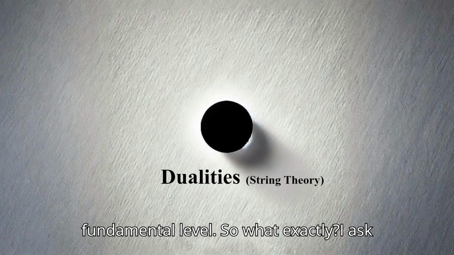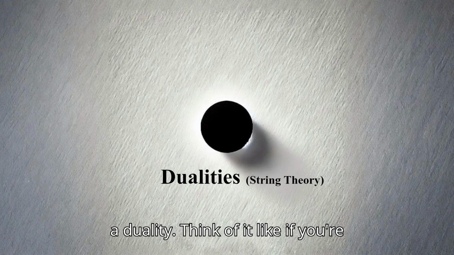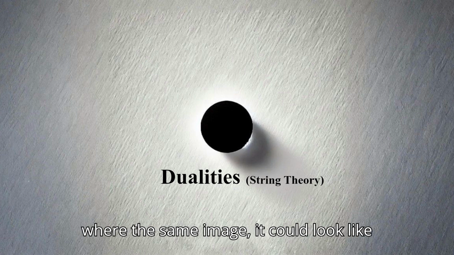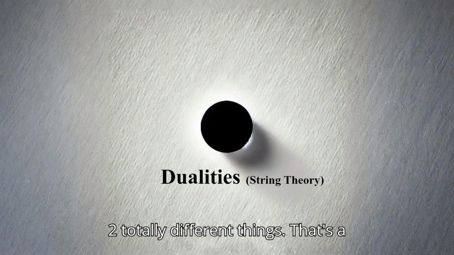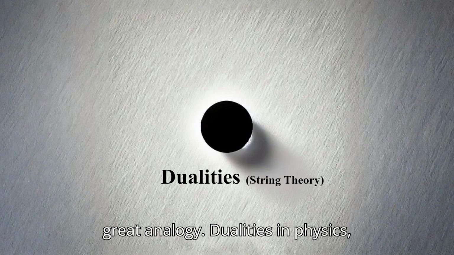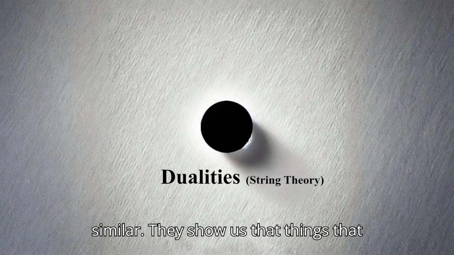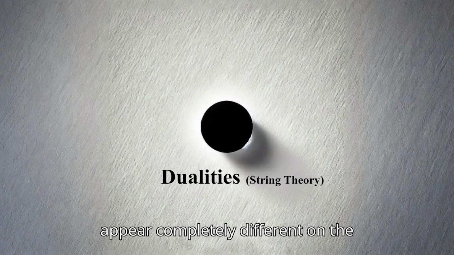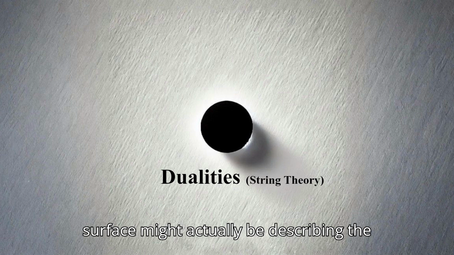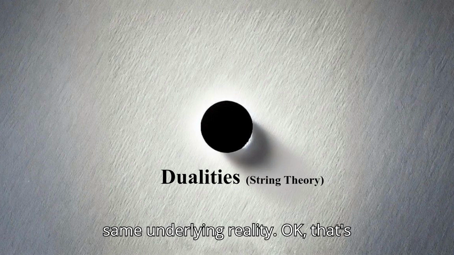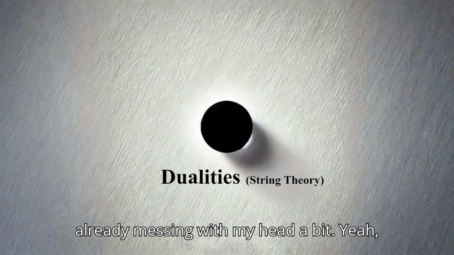So what exactly is a duality? Think of it like seeing one of those optical illusions where the same image could look like two totally different things. That's a great analogy. Dualities in physics, particularly in string theory, are similar. They show us that things that appear completely different on the surface might actually be describing the same underlying reality. Okay, that's already messing with my head a bit.